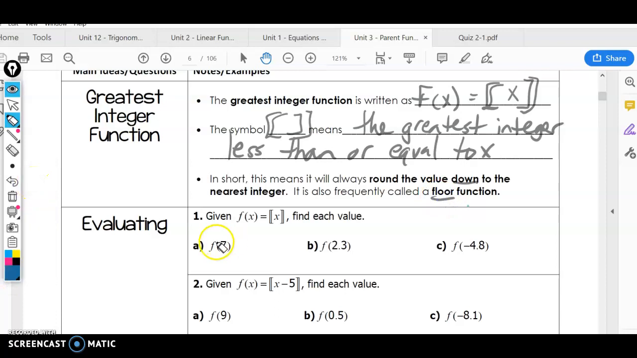Let's look at a couple examples. So if you have f of 7, that means you're plugging 7 in for the x. So you round down to the biggest integer, which is already 7. For b, you take 2.3 and you plug it in. So you round down to the biggest integer, so that equals 2. It's a little more confusing when you have negatives. If you're rounding down from negative 4.8, think about that for a second. You're actually rounding to negative 5. So it's a little opposite for the negative numbers in this floor function. Let's look at some more examples.